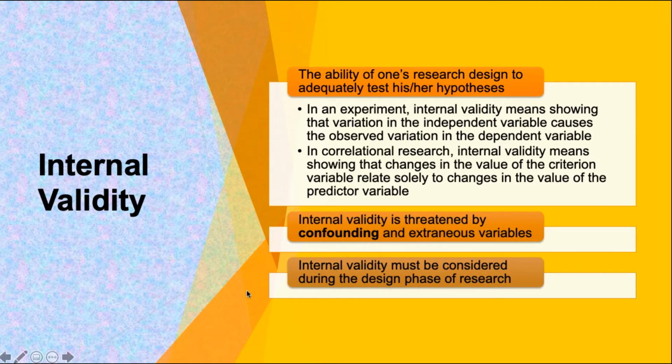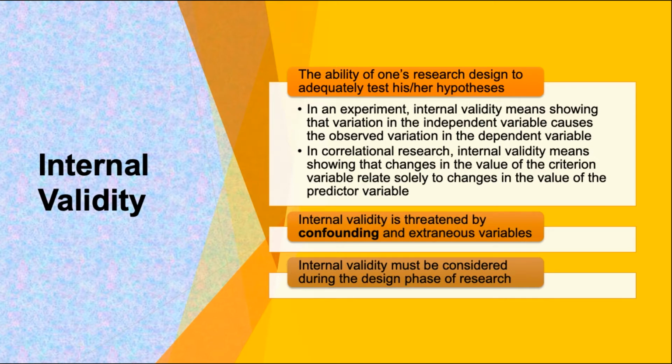Much of your research will be aimed at testing the hypothesis you developed long before you collected the data. The ability of your research design to adequately test your hypothesis is known as its internal validity. Essentially, internal validity is the ability of your design to test the hypothesis that it was designed to test. In an experiment, this means showing that variation in the independent variable, and only the independent variable, caused the observed variation in the dependent variable.